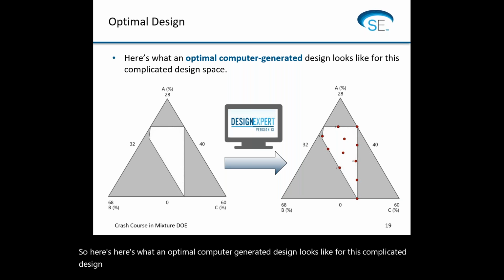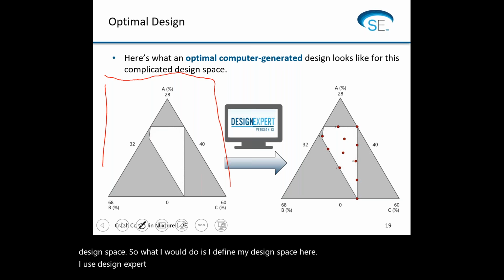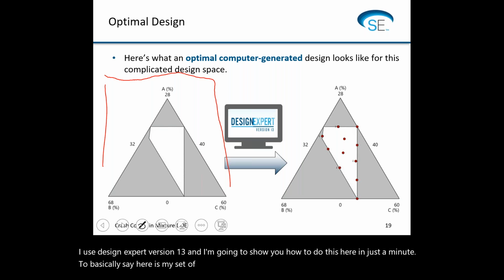So what I would do is define my design space here. I use Design Expert version 13, and I'm going to show you how to do this in just a minute. To basically say, here is my set of constraints. Here are my components. Here's how many runs I want to do. Build the best design possible for me.